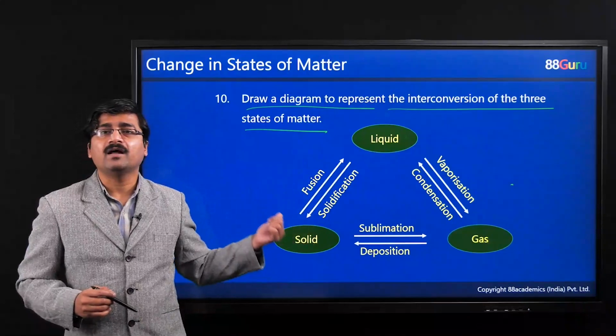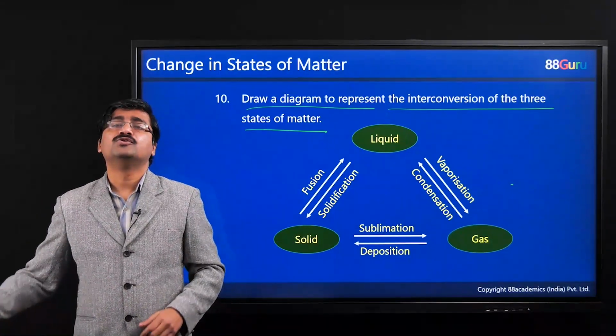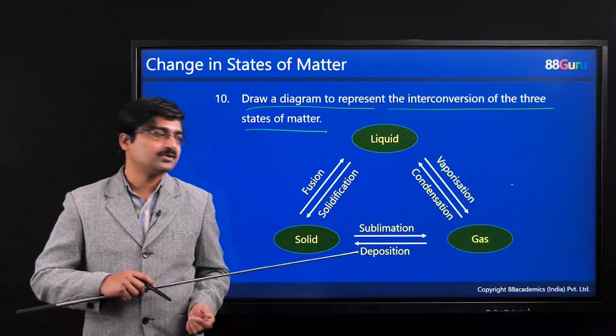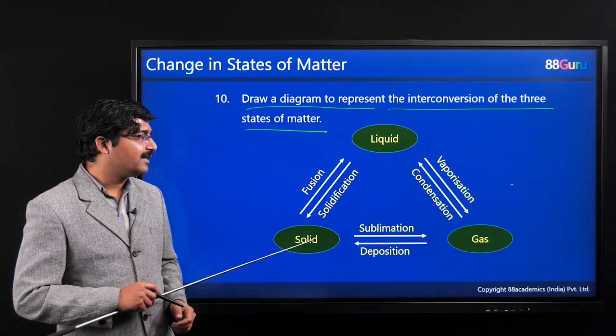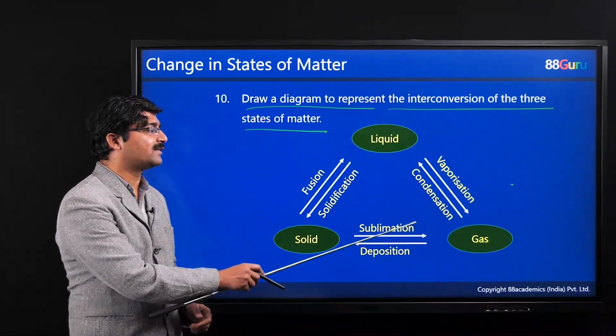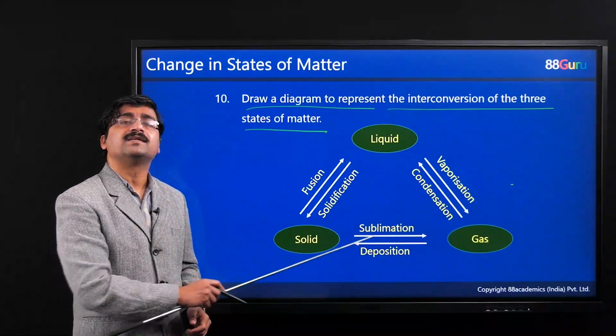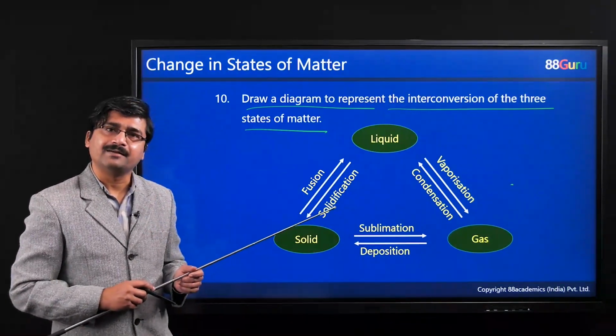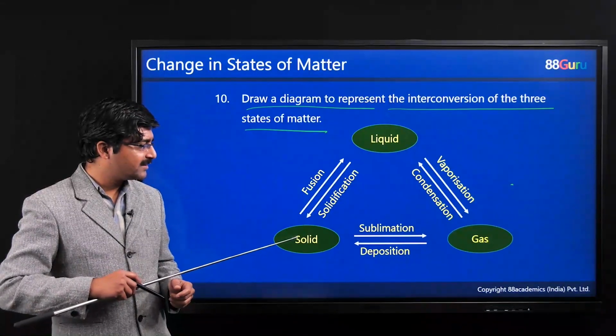So we have just taken another consideration of the solid directly converting into gaseous state. Whenever a solid is directly converted into gaseous state, it is called sublimation. What is it called? Sublimation. Well, let's see the diagram and understand it more. Easily we can understand it.